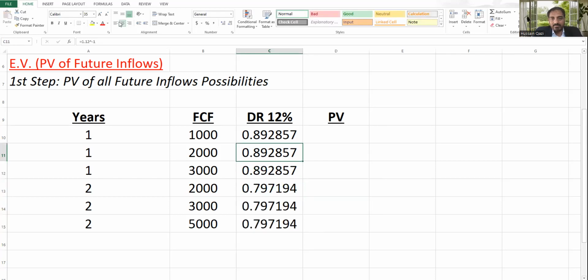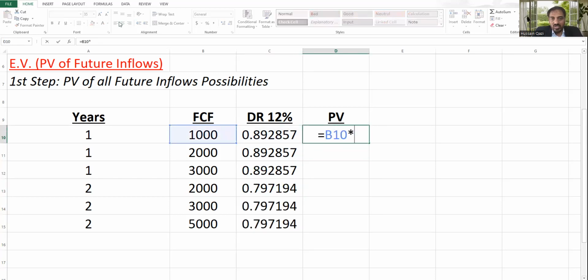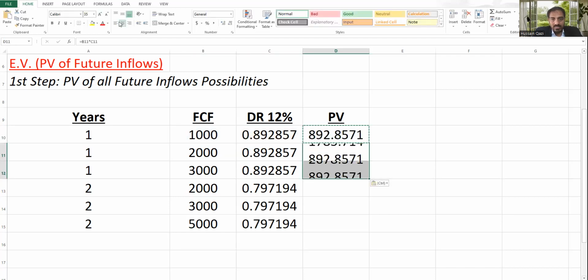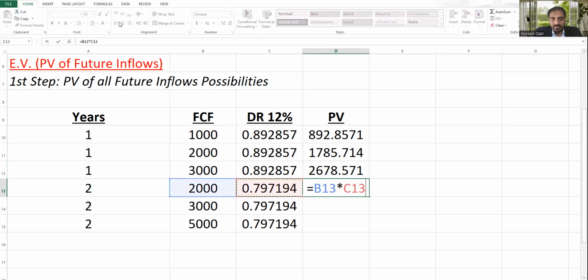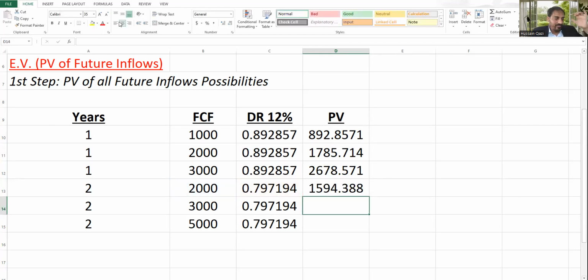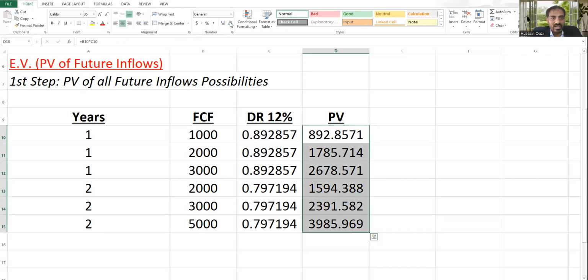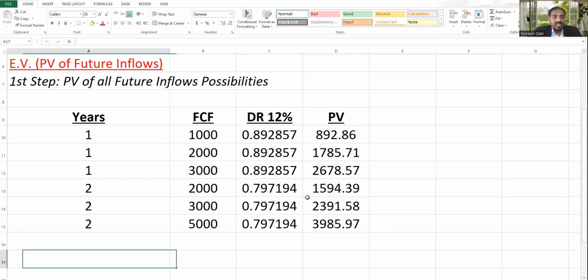Control C, Control V. 1000 multiplied by this gives 893, and the others are 1494, 2391, 3985. So these were the calculations that we have done, with two decimal places. Okay, present value of all future inflows.